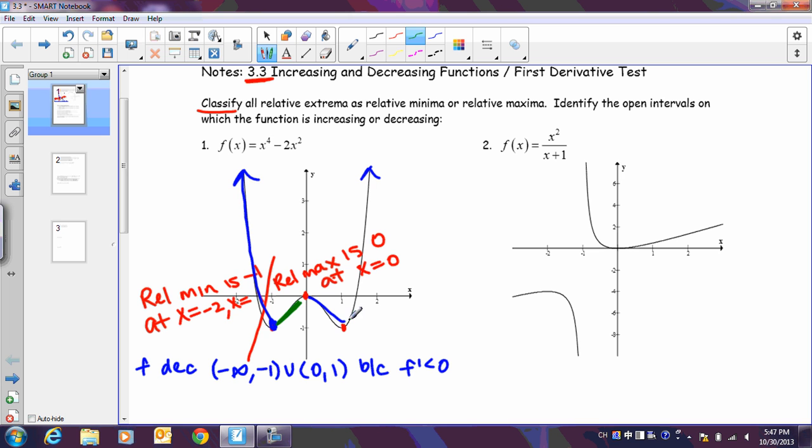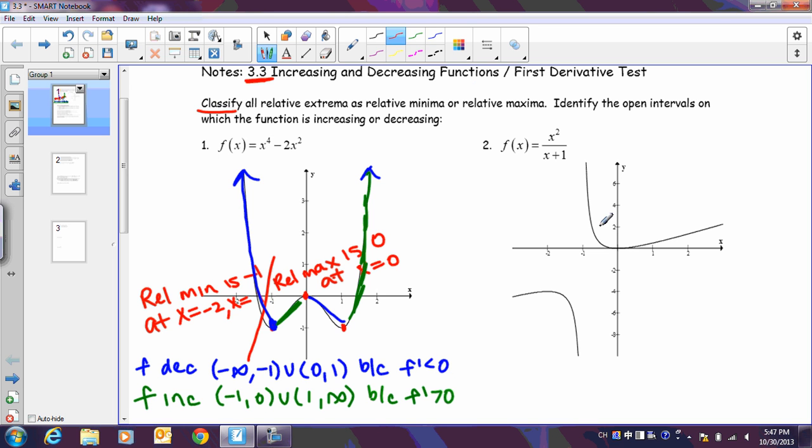That would mean increasing. I'm going to draw that here in green. f is then increasing from negative 1 to 0, and I union that with 1 to infinity. And this is happening because f prime is positive. Notice that when f is increasing or decreasing is an interval of x's. And I always write 'because' and relate it back to the derivative.